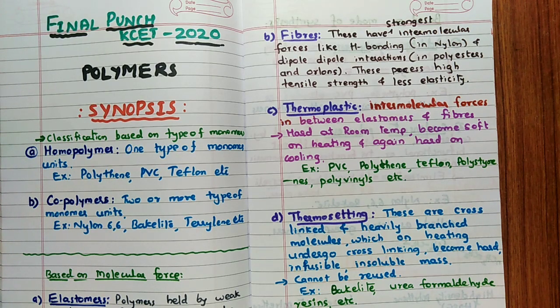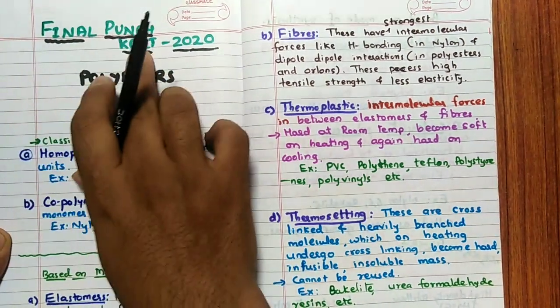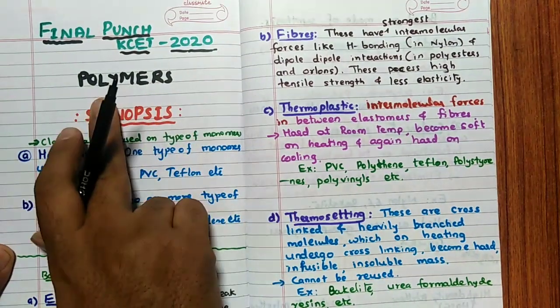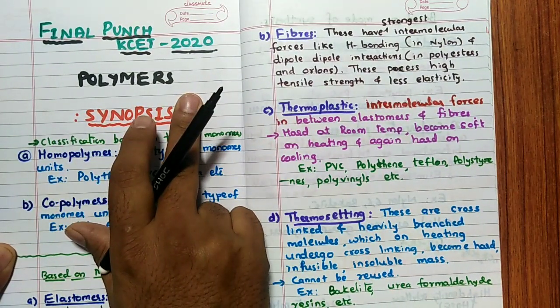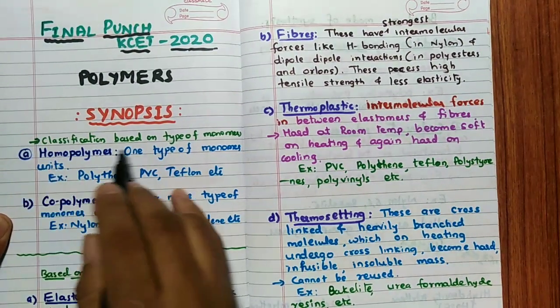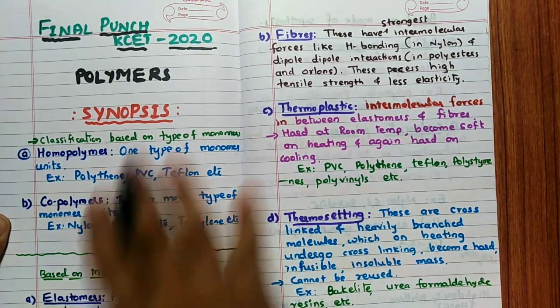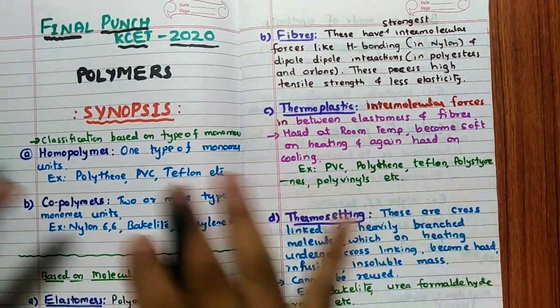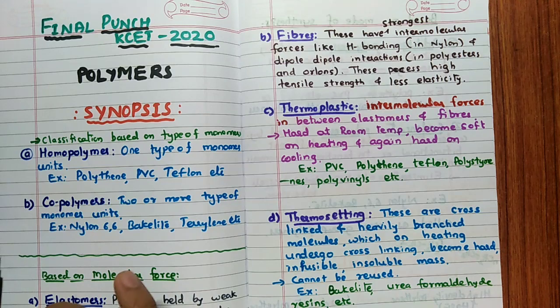Welcome to RH Chemistry. In today's final punch KCET 2020 polymers chapter we are going to discuss. First we'll see the synopsis, then we'll go to the previous year questions. First one, classification based on the type of polymer. These classifications, and I will give you a table of monomers for the particular polymer. If you know this much, this is enough for this chapter.